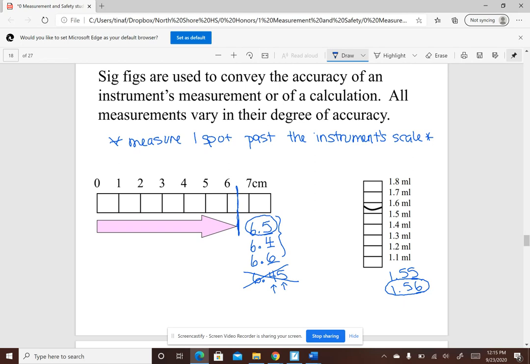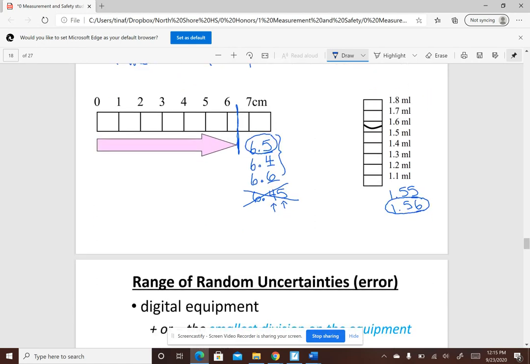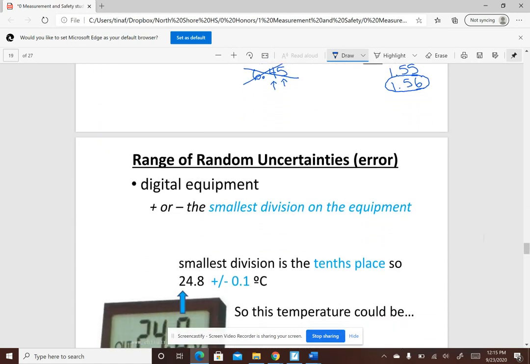Okay, so the more significant figures you have, the more accurate the tool was that you used to measure and get that number. So if you're just given numbers and not doing the lab yourself, you can look at those numbers and make assumptions about how accurate the tool was that was used. Okay, so let's look a little bit more at that.